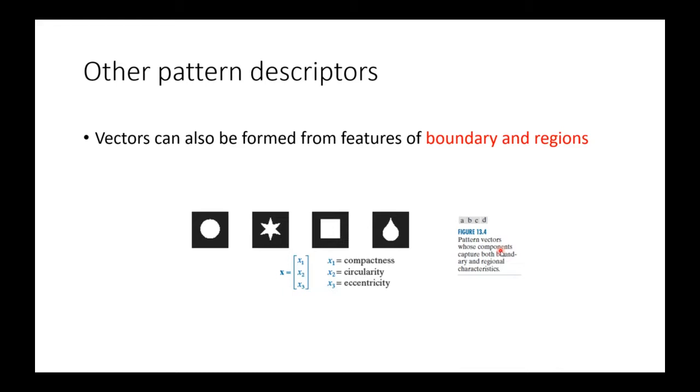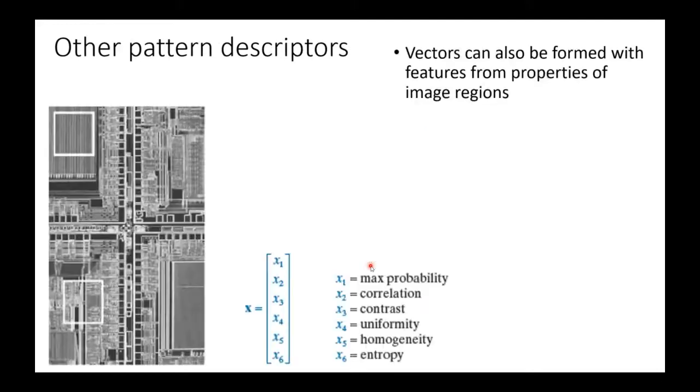Vectors can also be formed by boundary and region features. Remember that? The stuff that we've seen last week or the week before, in chapter 11. So we could use as pattern vectors the compactness, circularity, and eccentricity of these figures, as I've done in the first example that I gave today.